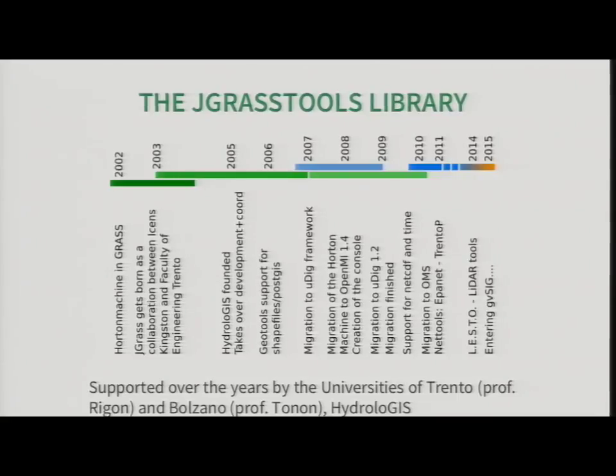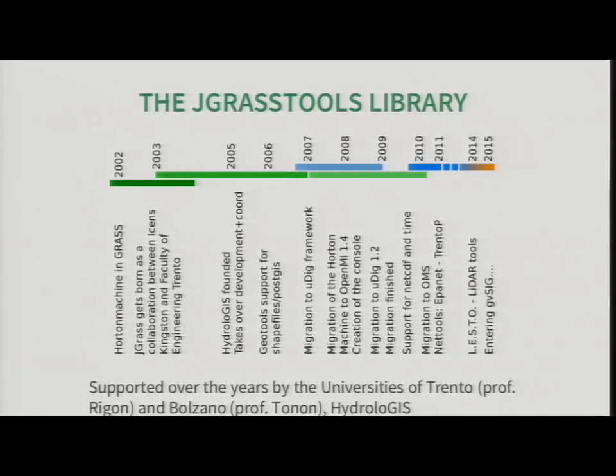JGrassTools is a project that started back in 2002. I had been working for a couple of years on the GRASS project, which is a very big and important open source GIS project. And we started to create a user interface in Java for this project. And we were also bringing all the hydrological and geomorphological modules of our university into open source GIS. And this is how JGrassTools started.